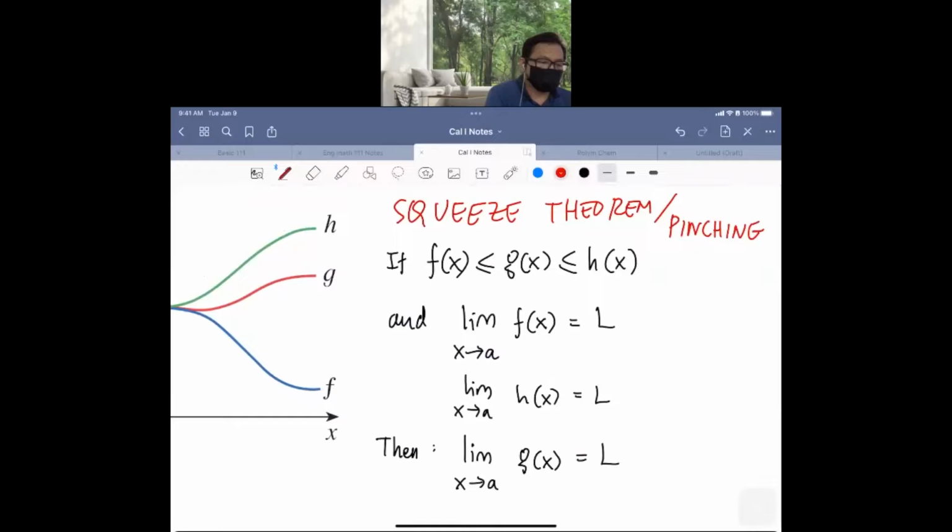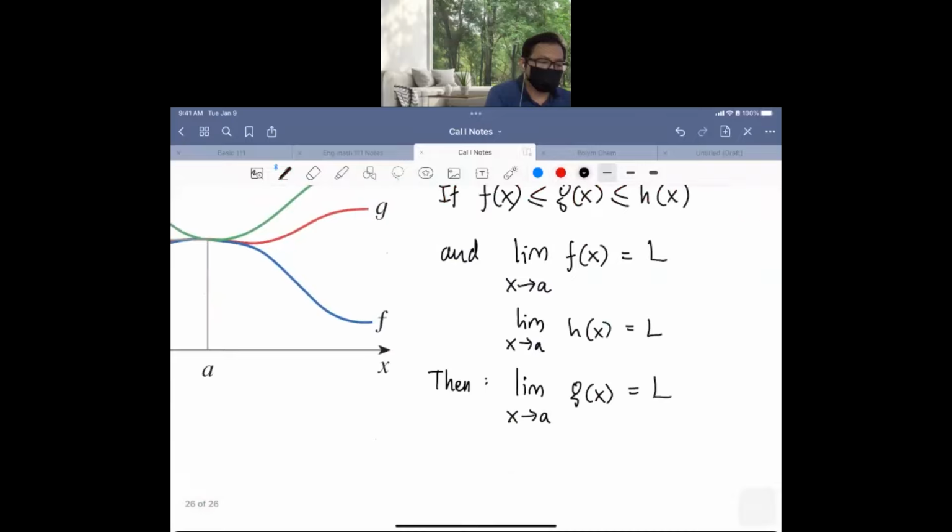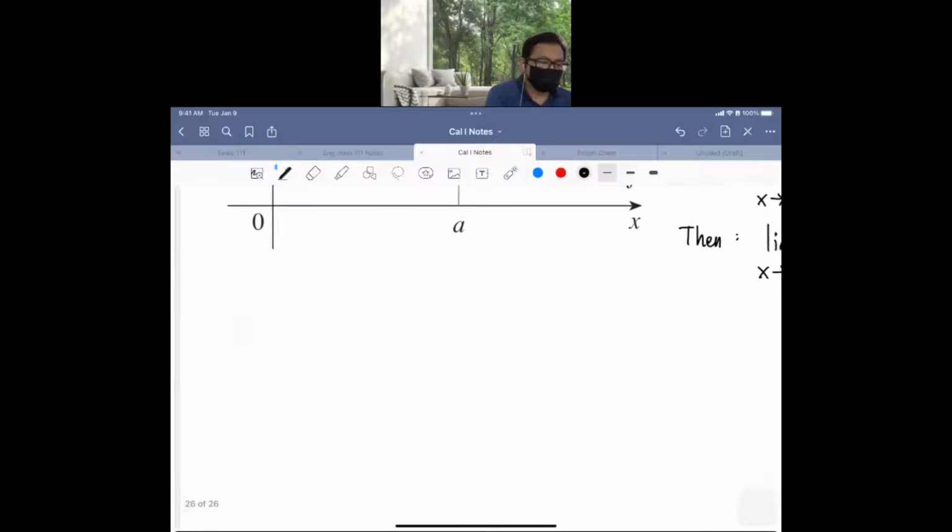This theorem is really useful if we have some functions that perhaps we cannot simplify easily, but we for sure know some other functions for that value. For example, let me just give you an example.